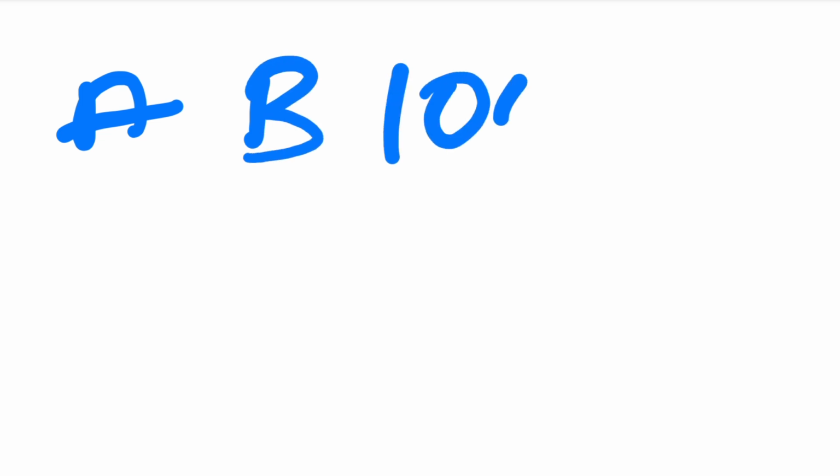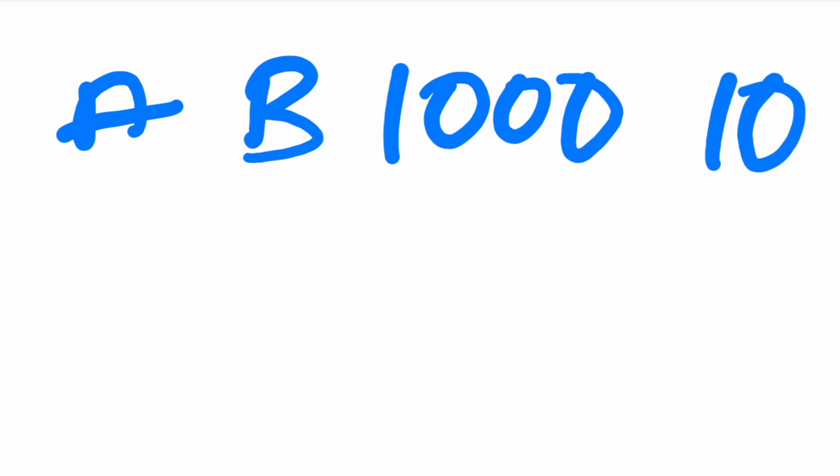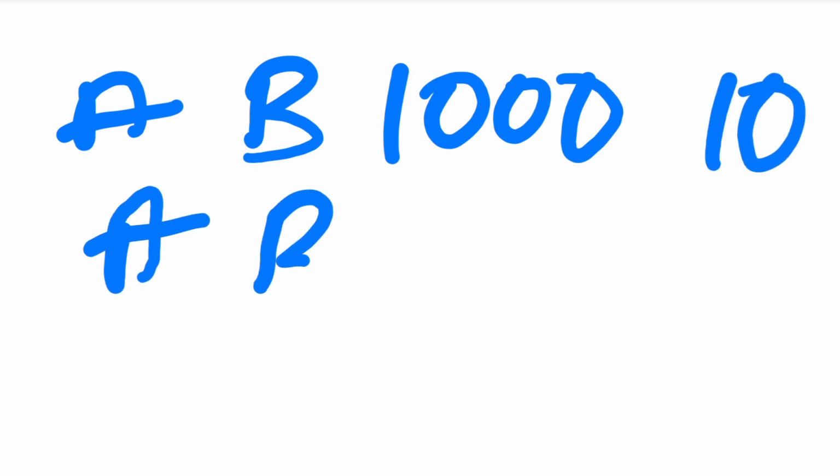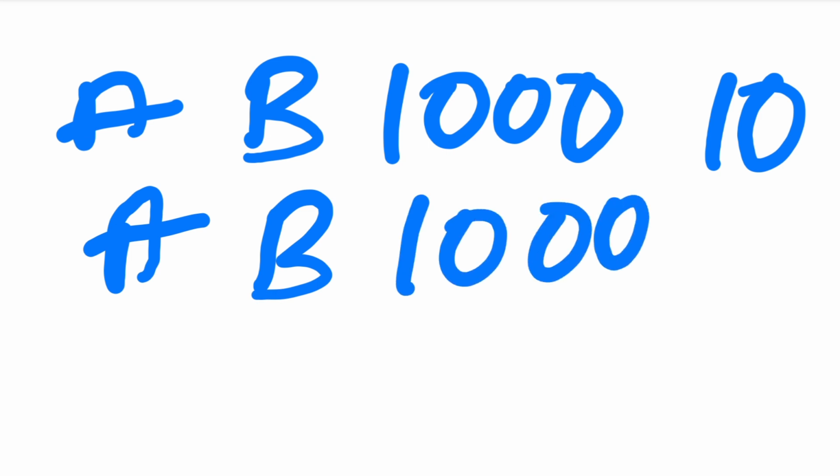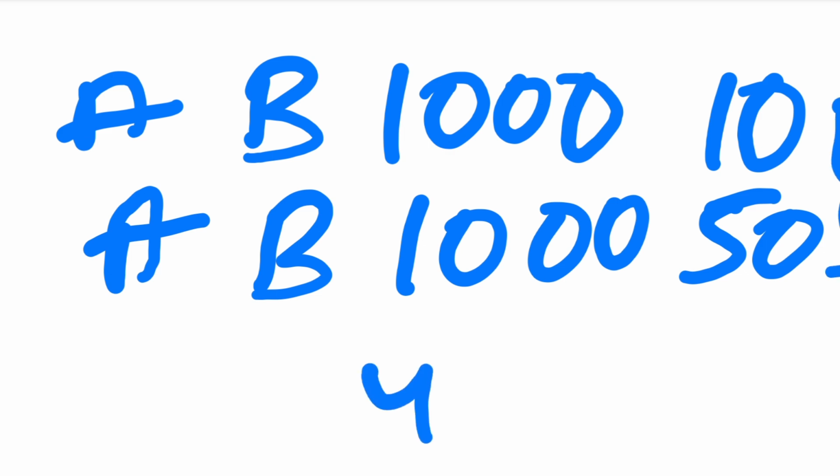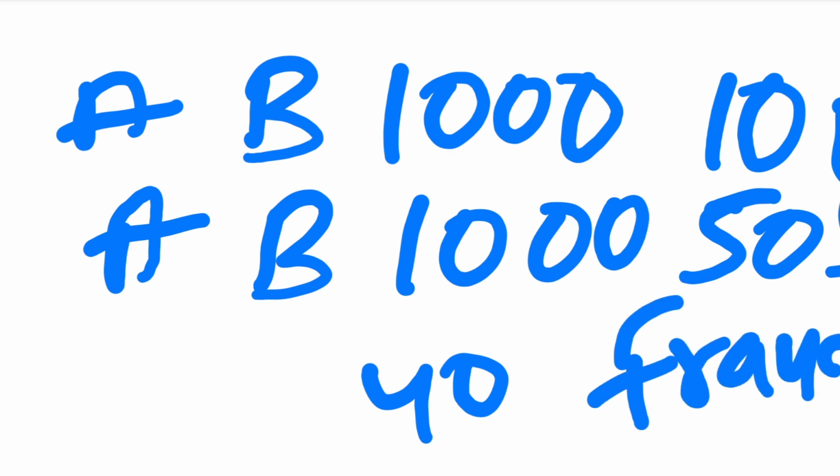Let's take input A, B, 1000 and 10. A is the sender, B is the receiver, 1000 is the amount and 10 is the timestamp. And again A, B, 1000, 50. Then compare the timestamps. 50 minus 10 is 40. Is 40 less than or equal to 60? Yes. So fraud is detected.